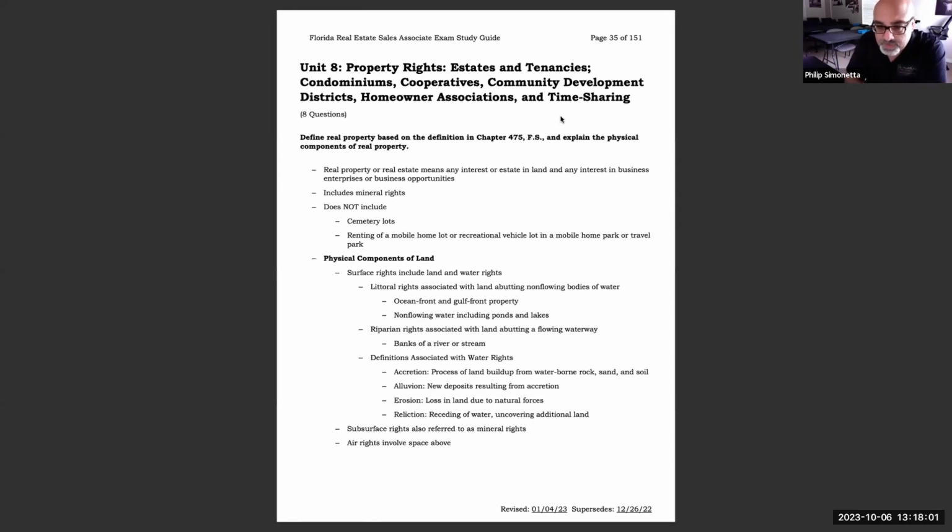Moving on, the definitions associated with water rights. You've got to remember these. Accretion is the process of land buildup from waterborne rock, sand, and soil. Alluvion is the new deposits resulting from the accretion. Erosion is the loss of land due to natural forces. And reliction is the receding of water, uncovering additional land. Subsurface rights are also referred to as mineral rights, like oil, gold, silver in the ground. Air rights involve the space above.